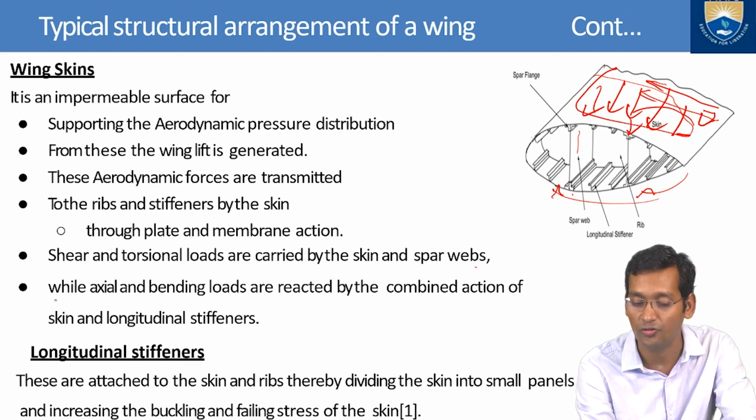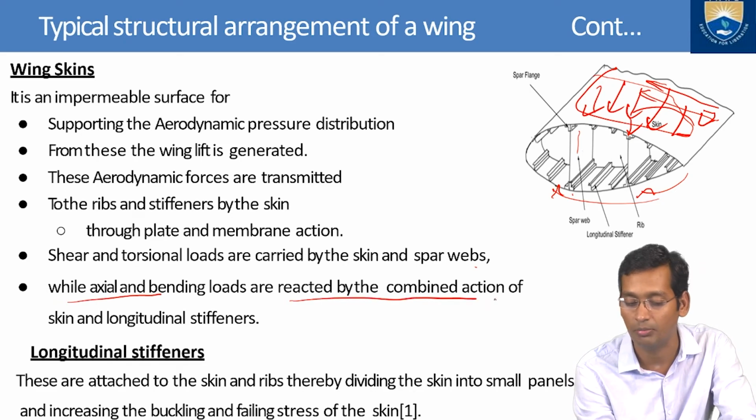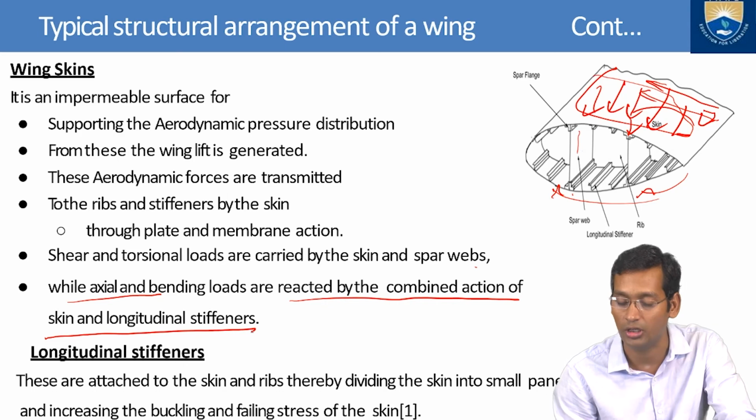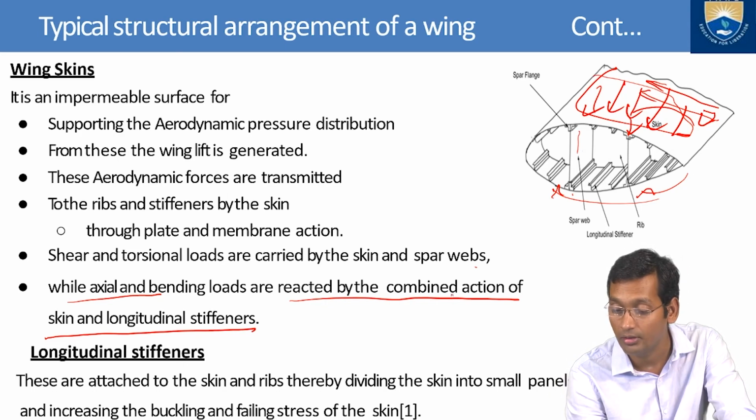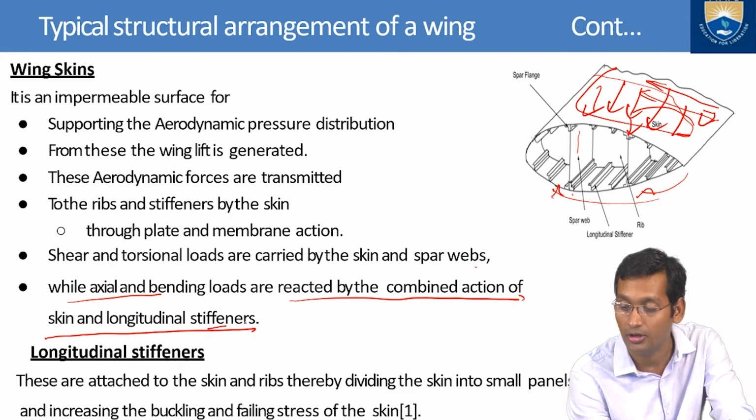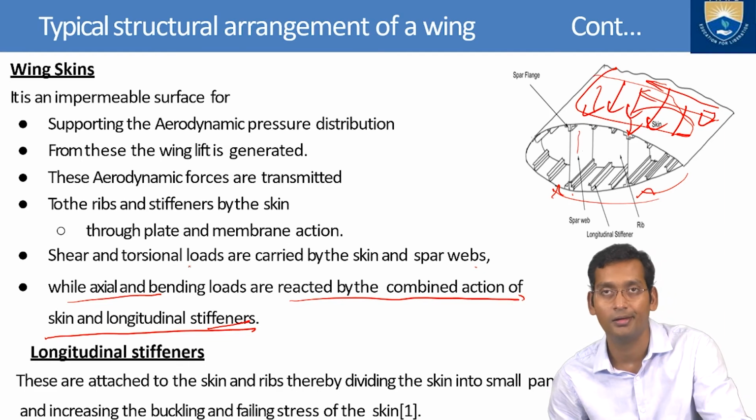Now in the case of axial and bending load, what happens? There is combined action of skin and longitudinal stiffeners. For axial loading, it is the skin and stiffener. For tangential loading, it is shear and torsional.